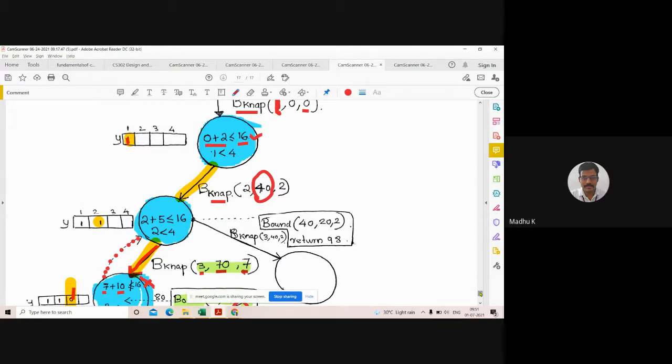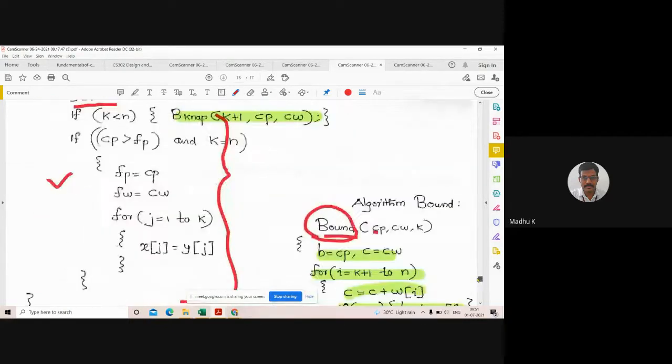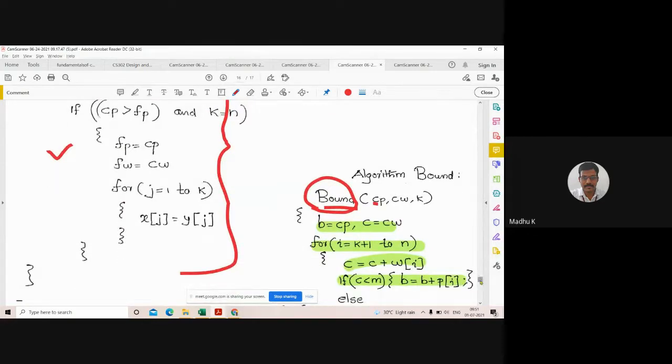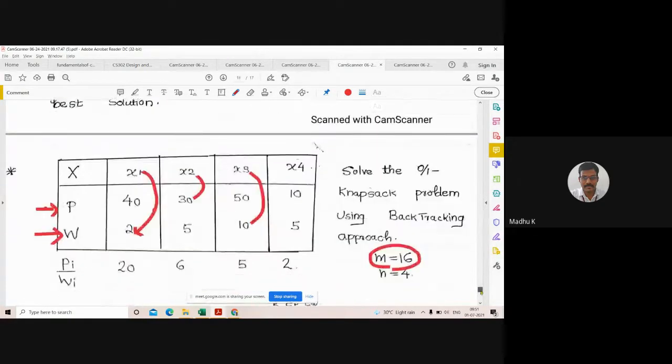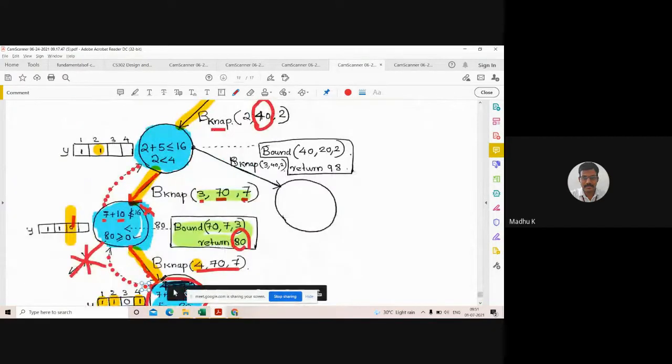So this is the concept of the backtracking approach to solve the knapsack problem. We discussed this algorithm and its working, and we obtained one solution path. In order to find the next solution path, the algorithm will backtrack to here, then to here, then from here it will try another. For example, you can note here, this is 3. Here this is 2.